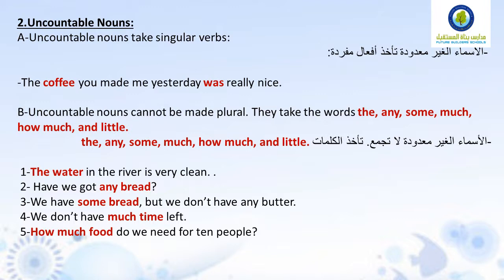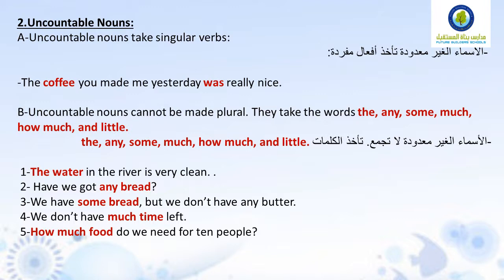So the uncountable nouns only take a singular verb. Because coffee is uncountable, it took the verb was. We can't say the coffee are or the coffee were. Coffee is singular. Uncountable nouns always take a singular verb because they have only one form, which is singular.